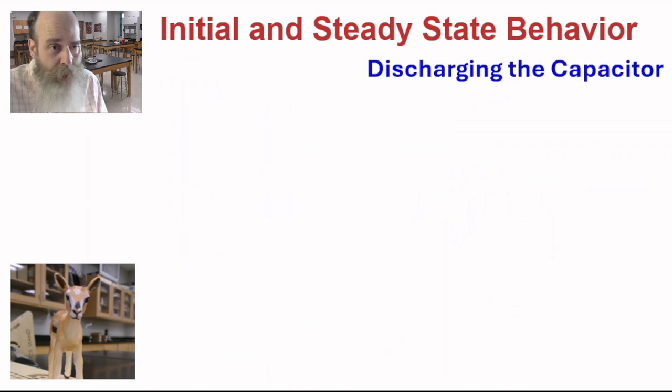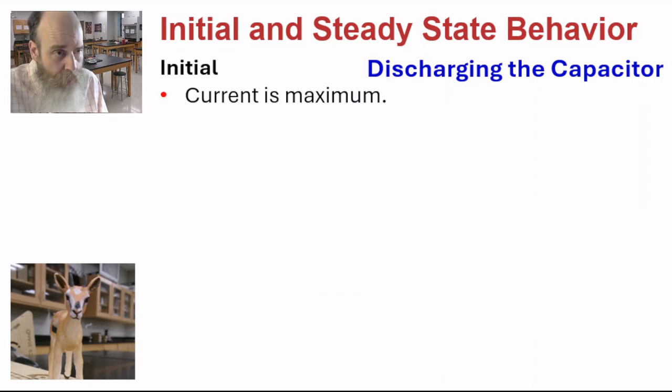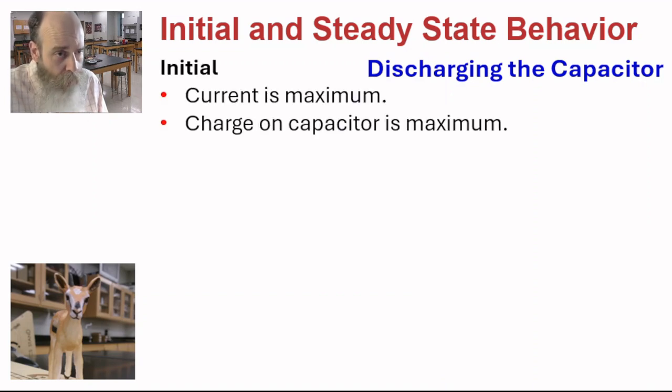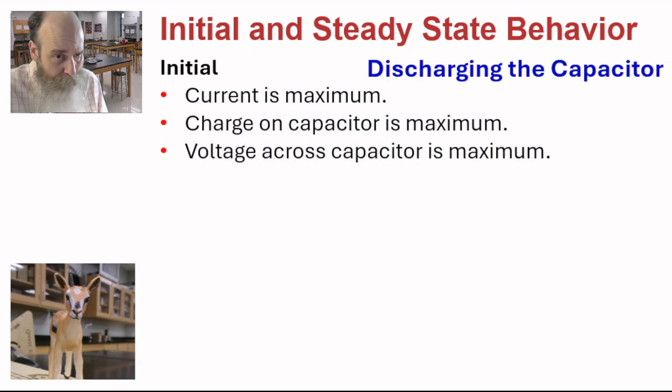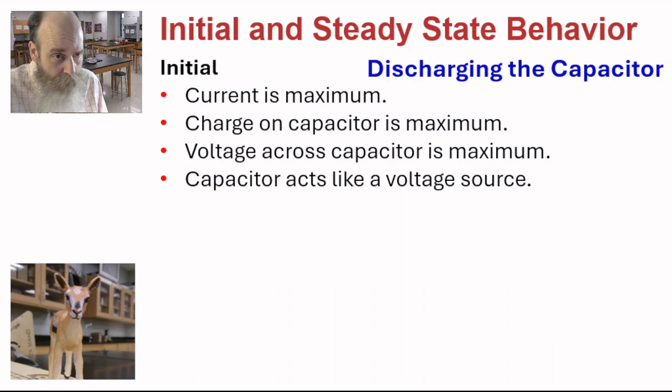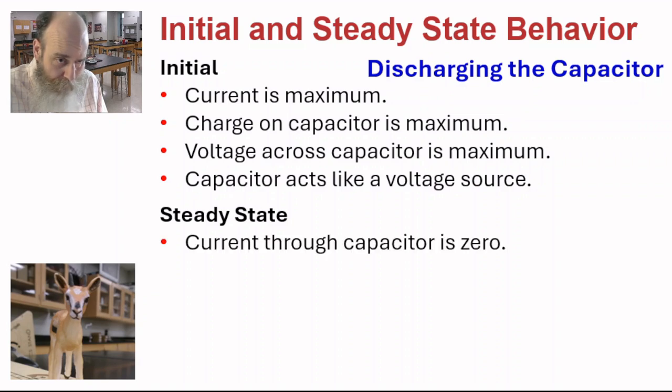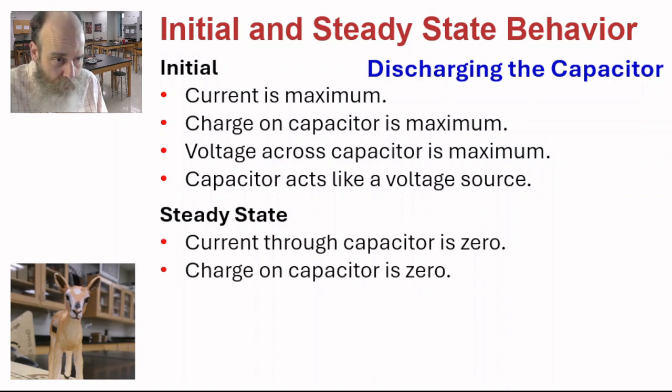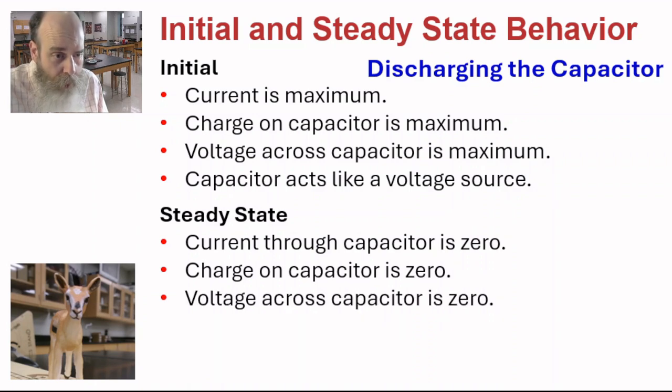Now let's look at the case for discharging the capacitor. Initially, the current is maximum, the charge of the capacitor is maximum, and the voltage across the capacitor is maximum. The capacitor acts like a voltage source. In steady state, after a long time, the current through the capacitor is zero, the charge on the capacitor is zero, and the voltage across the capacitor is zero.